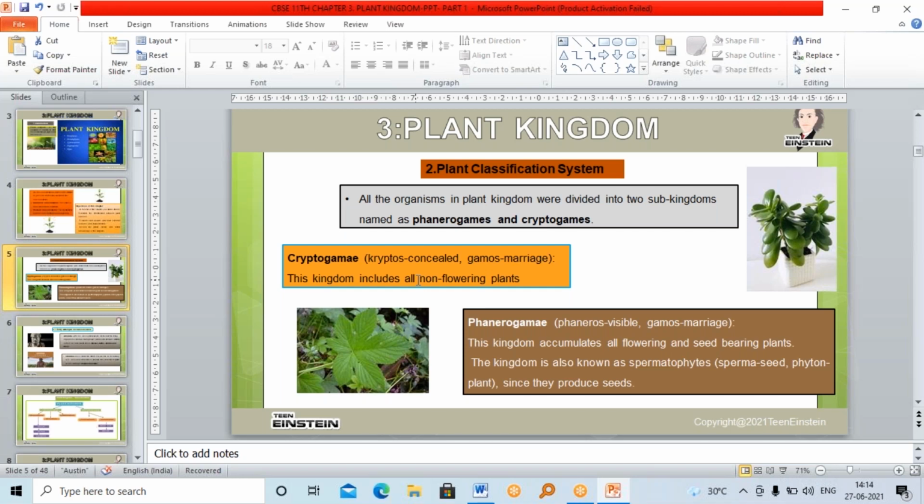Next is plant classification system. All organisms coming under this plant kingdom, means all plants, are divided into two sub-kingdoms. They are named cryptogamy and phanerogamy. First one is cryptogamy and second is phanerogamy. Cryptogamy means, the word crypto means concealed or hidden.